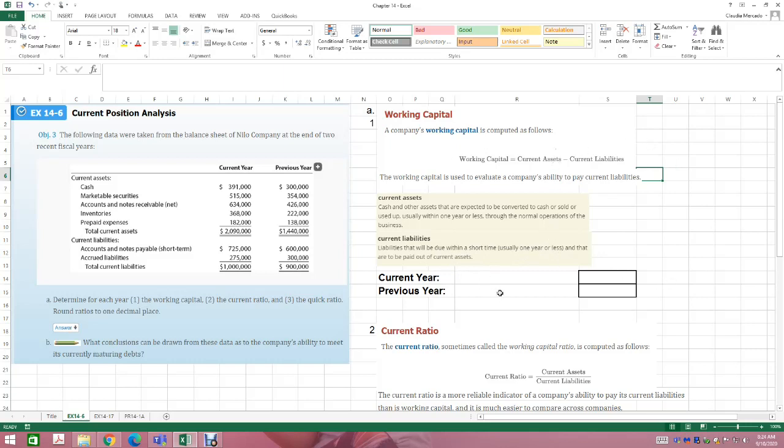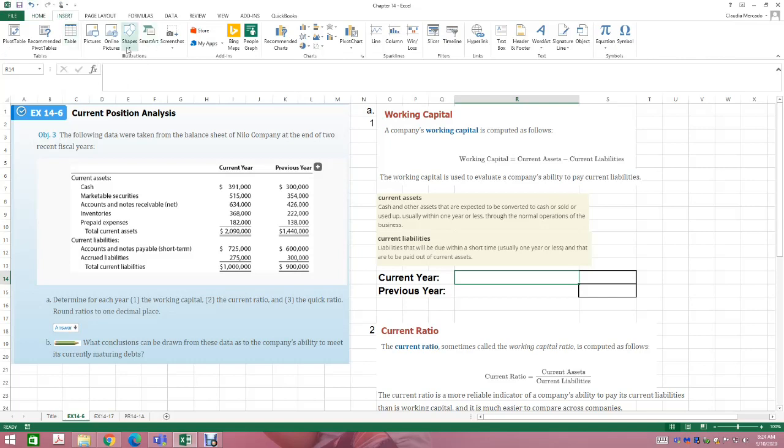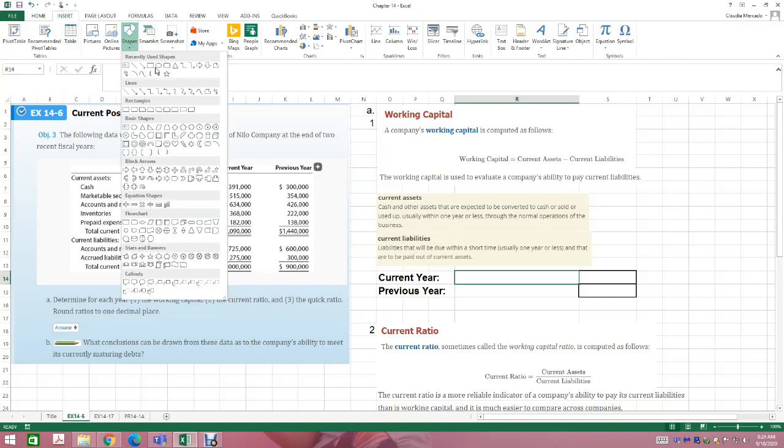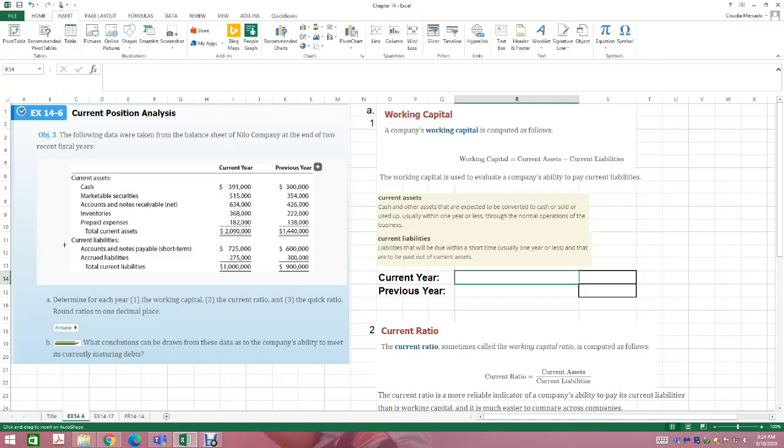Now that we have the formula, we can do the calculation. It's current assets minus current liabilities. We're going to look at the information provided, and if we look at the data here, everything we need was provided. My computer's a little bit slow today. Right here we have our total current assets.